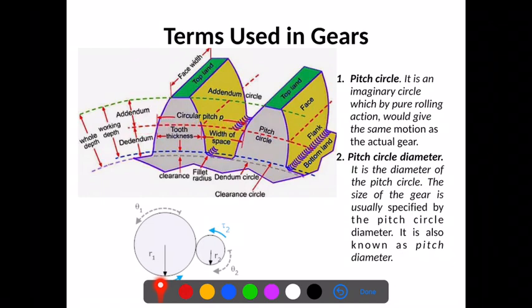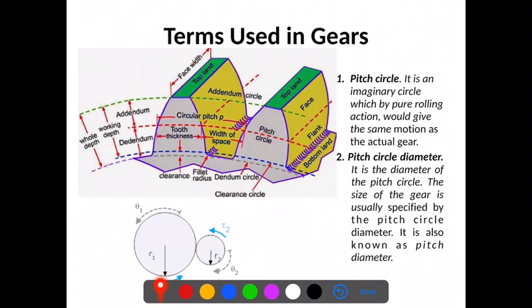So if we replace the gear with the frictional disc, then the diameter of this frictional disc will be this pitch circle. That is what this pitch circle is. Then what is pitch circle diameter? Obviously it is the diameter of the pitch circle. Whatever the diameter of this pitch circle, that is called the pitch circle diameter. The size of the gear is usually specified by the pitch circle diameter. It is also known as the pitch diameter.